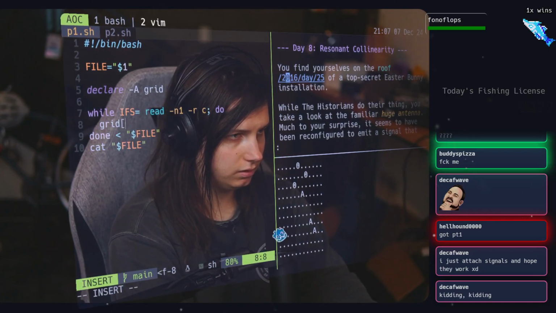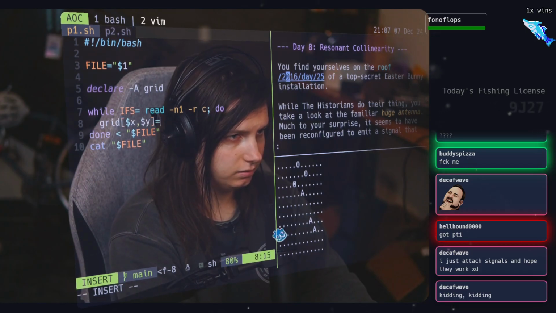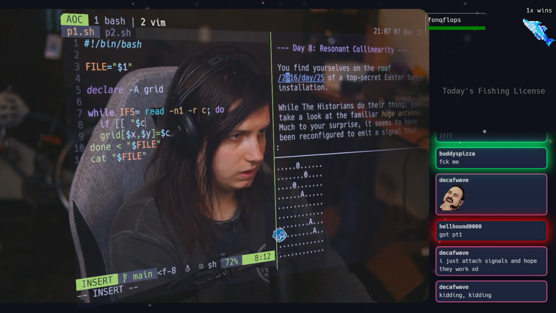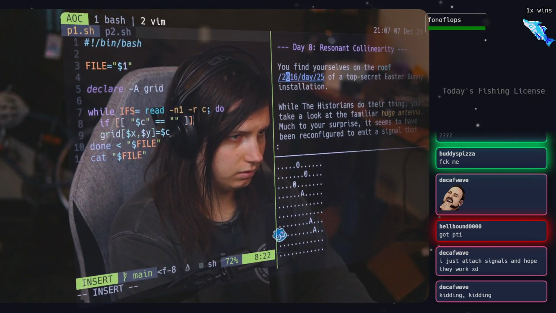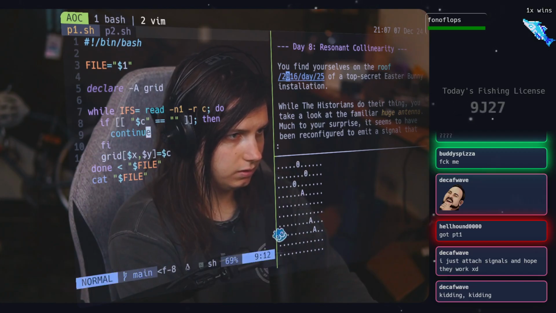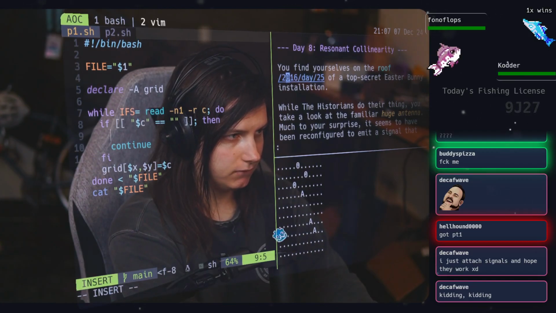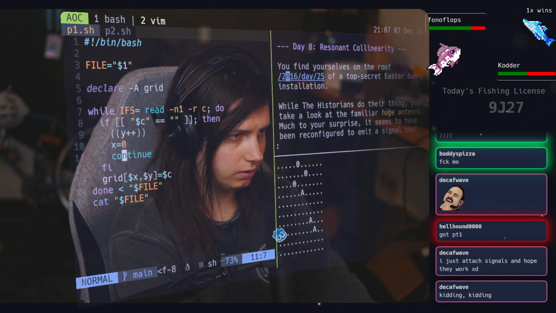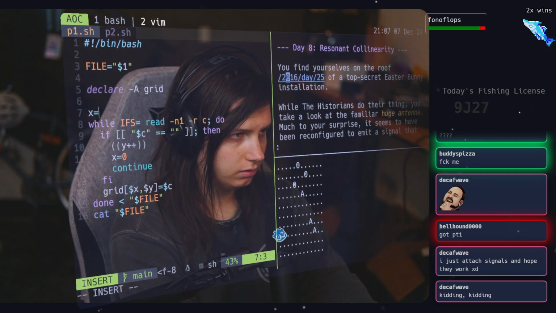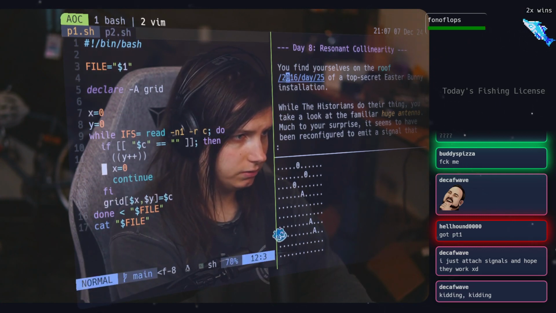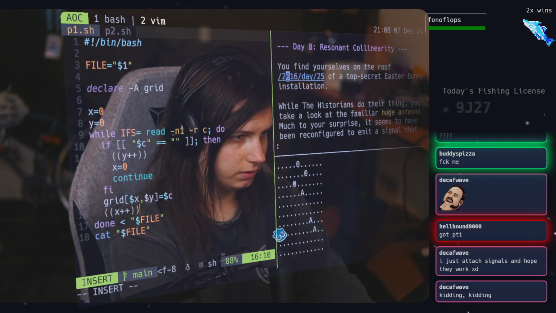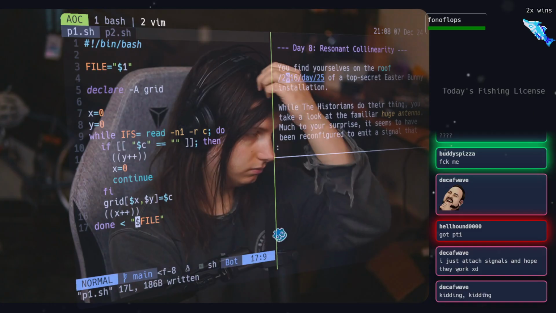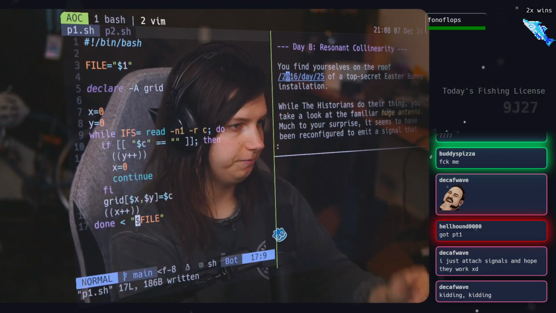Grid x comma y equals c. If c is nothing, continue. y plus plus, x equals 0, x equals 0, y equals 0, x plus plus. Great. We have a grid.